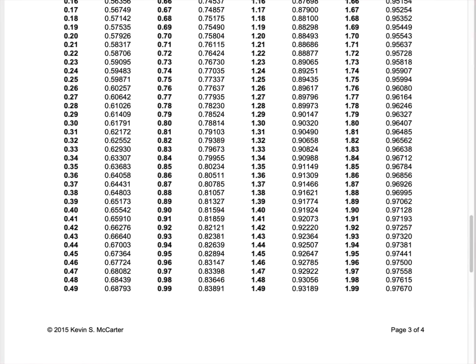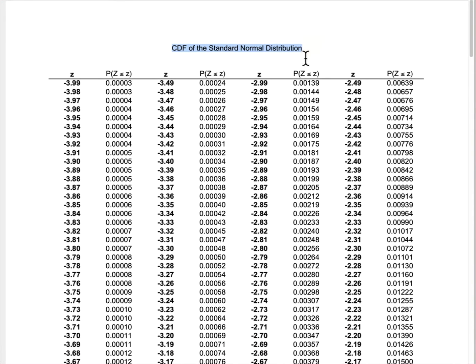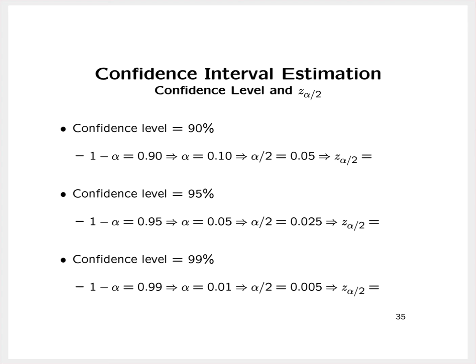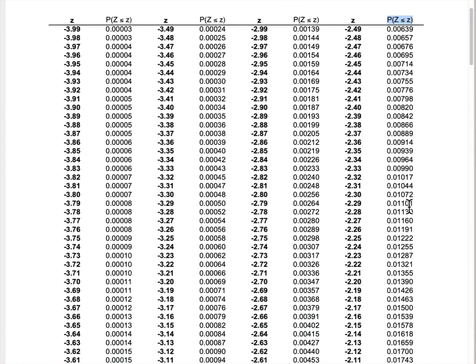Now let me bring up the standard normal table that we have for this class, and this is the CDF table. This is a left-tailed table. It gives us left-tailed probabilities. And so if the right-tailed probability, which is what we're looking for here, is 0.025, that means that the left-tail area would be 1 minus that, or 0.975. And so what we need to do is look in the body of the table until we find probabilities equal to 0.975.